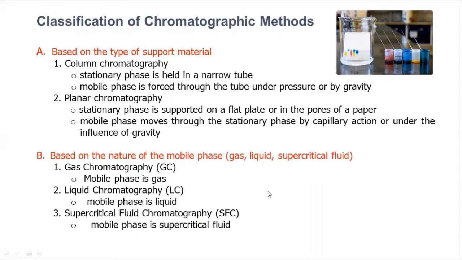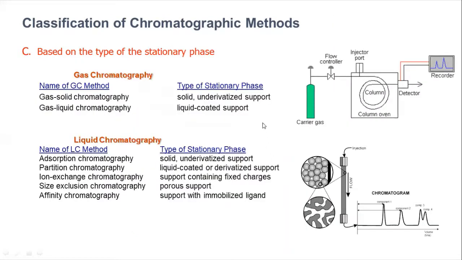So last is based on the stationary phase. For gas chromatography, where the mobile phase is gas, the name of the GC method: for gas solid chromatography, the type of stationary phase is solid. For gas liquid chromatography, the type of stationary phase is liquid.